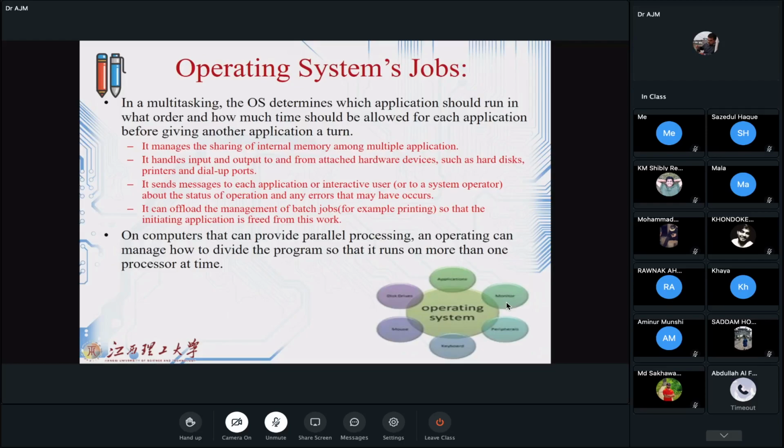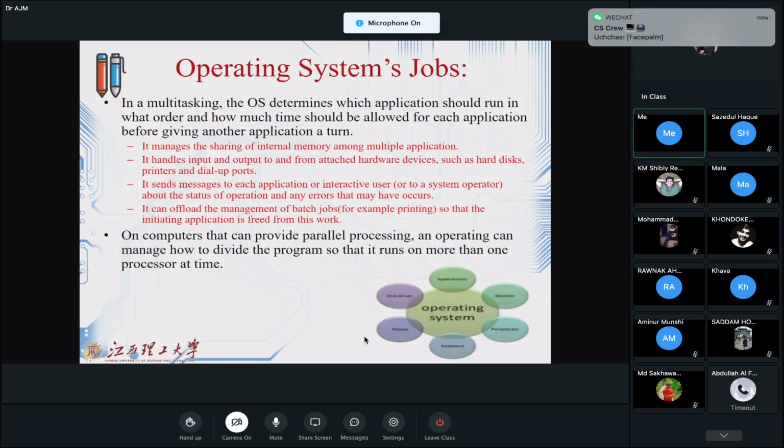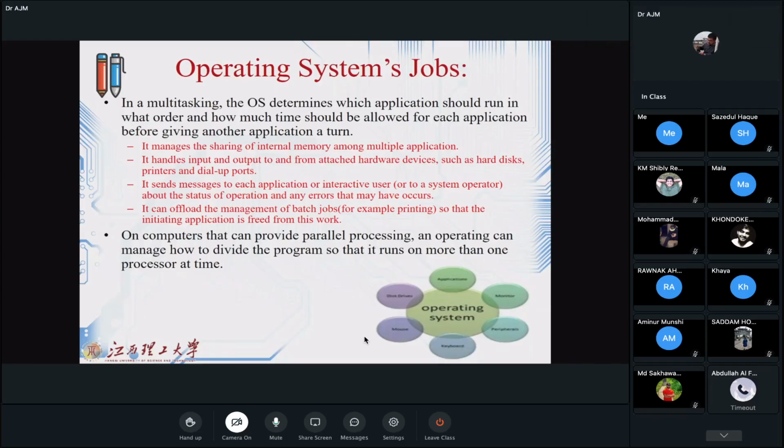Who has another experience? Roy, what is your experience? Suppose one example.